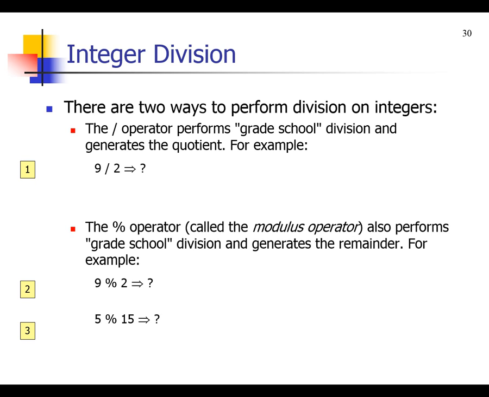A few. What about 5 into 15? How many times can 15 go into 5? 0 with a remainder of 5, right? So 5 mod 15 would be 5. Pretty simple, right? So just think of modulus as being the remainder. The whole number remainder, not a decimal point.